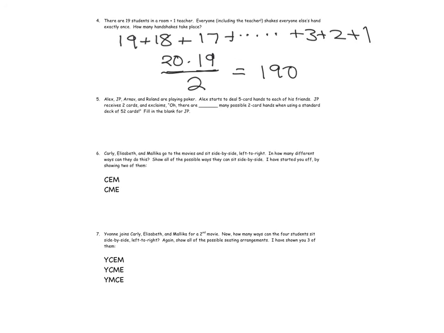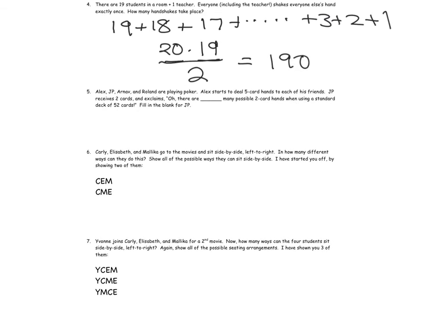You'll notice some of the names, and I meant to change this to you guys. This is last year's class. Alex, JP, Arnav, and Roland are playing poker. Alex starts to deal 5-card hands to each of his friends. JP receives 2 cards and exclaims, "Oh, how many possible 2-card hands are there?" There are 52 cards in a deck. How many ways can the first card be dealt? 52 ways. Then 1 card has already been dealt, so there are 51 ways to deal the second card. But again, the order of the cards in my hand doesn't matter, so I have to divide by the number of ways of ordering those 2 things.